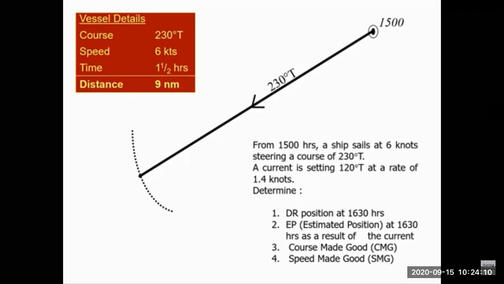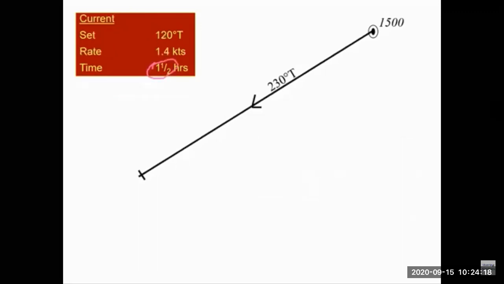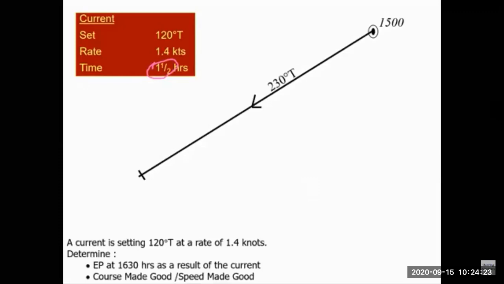So this is your course to steer vector of your triangle. And this is the DR position at 1630 if there was no wind and current. Now we have the course to steer. So this is your allowing method, and in the allowing method, first we apply the leeway. But here we don't have any leeway, so we will directly apply the current. And in the allowing method, we apply the current in the final position.